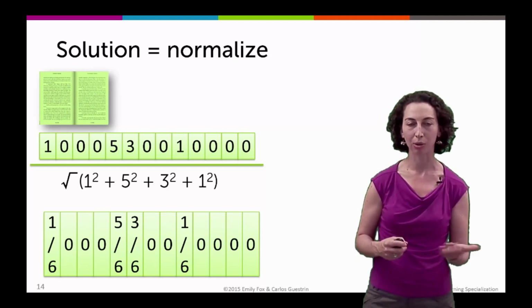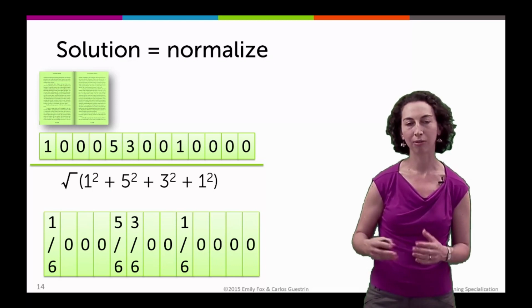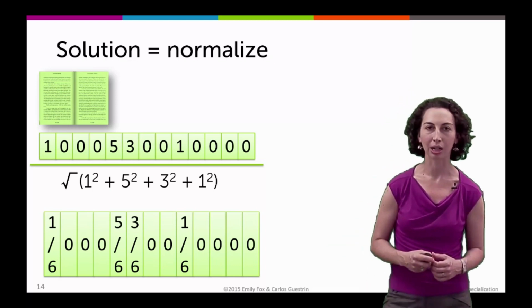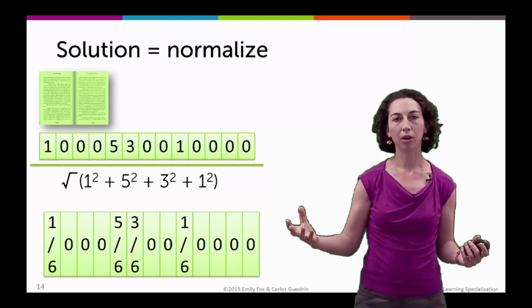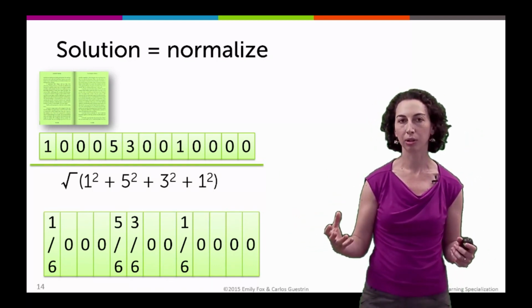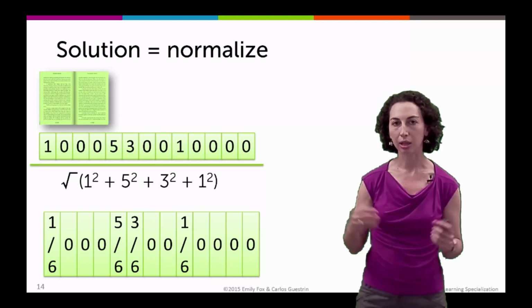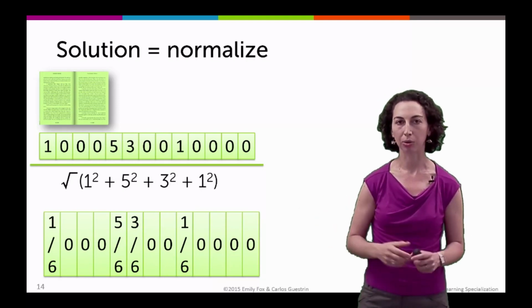And so the resulting normalized word count vector is shown on the bottom of the slide here. And what this does is it allows us to place all of our articles that we're considering, regardless of their length, on equal footing, and then use this normalized vector when we go to do retrieval.